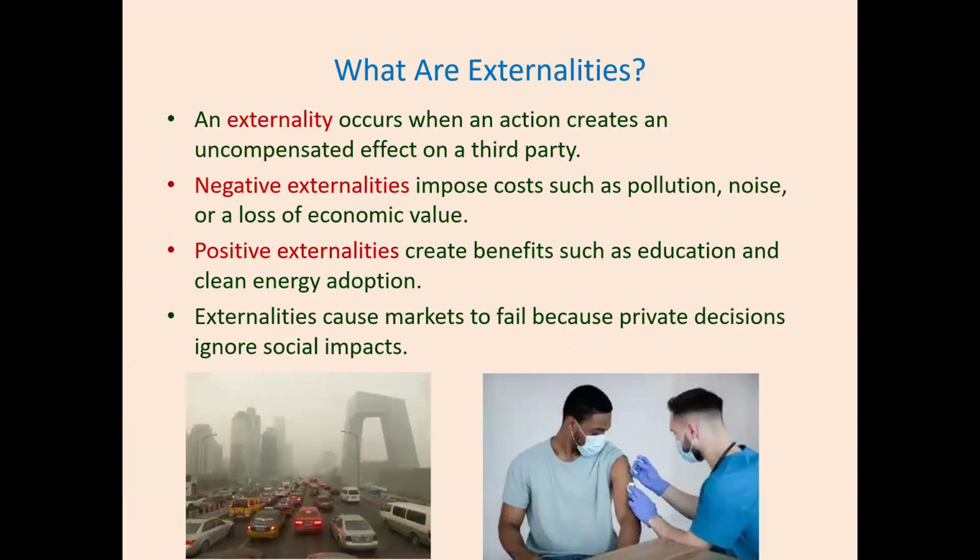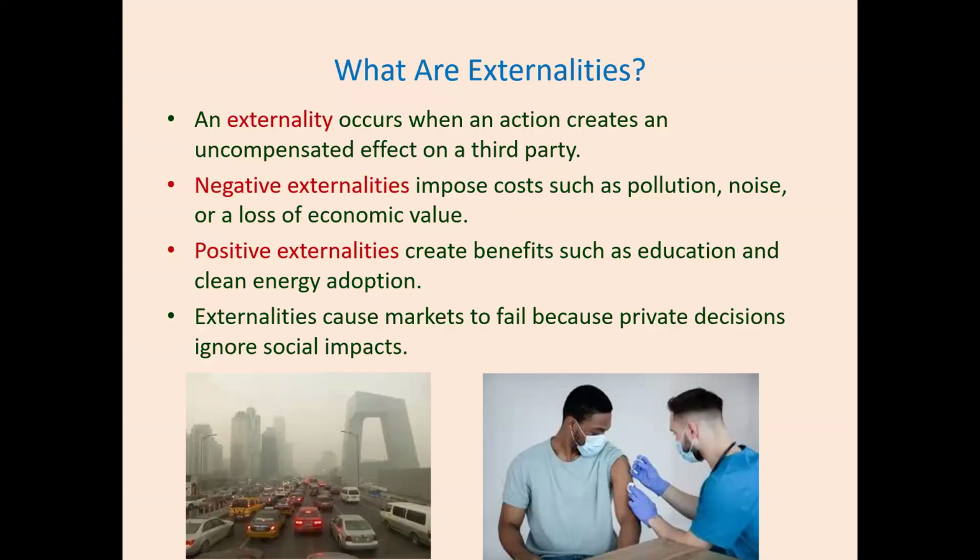So what are externalities? An externality occurs when an action creates an uncompensated effect on a third party. In other words, suppose that we interact. You sell me something and I buy something from you, but this interaction also has an effect on somebody else who is not a part of the interaction. They're called a third party. That effect can be negative or positive, but if we don't compensate that individual for the interaction, then it's considered an externality.